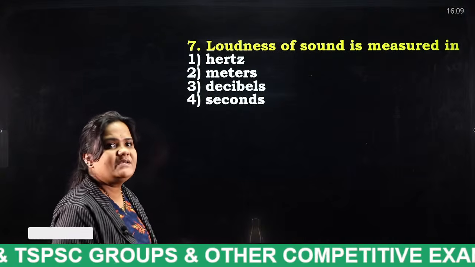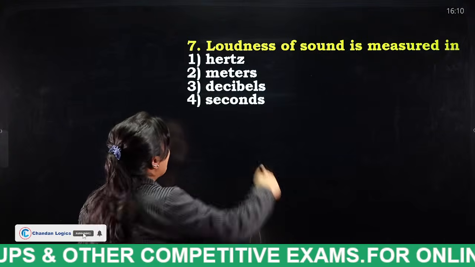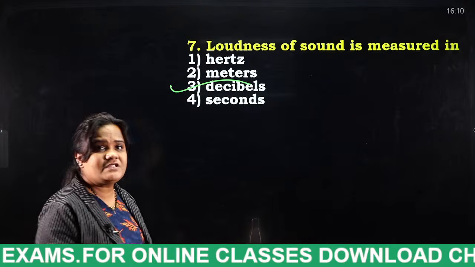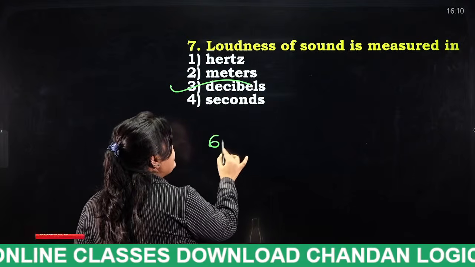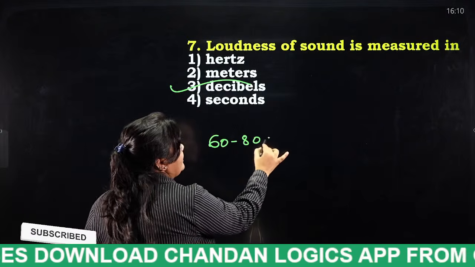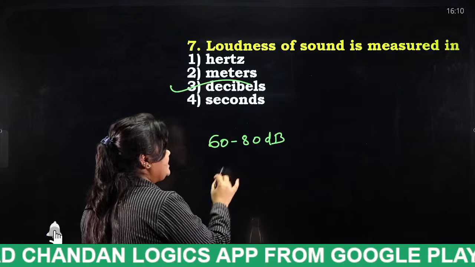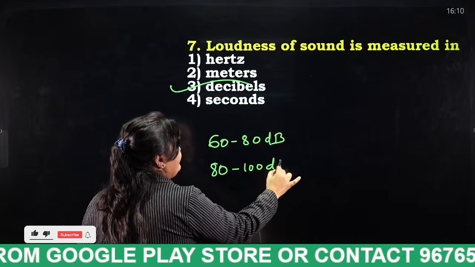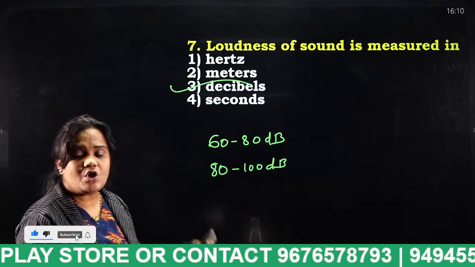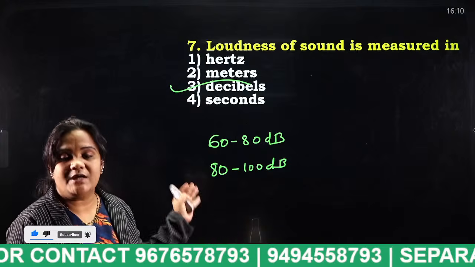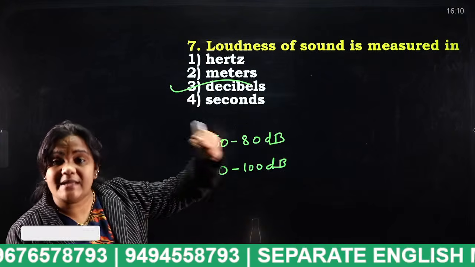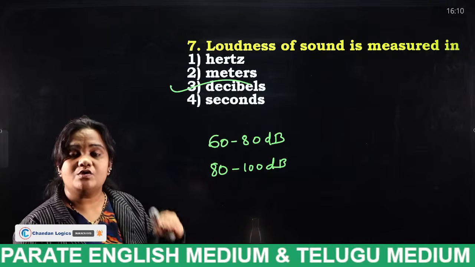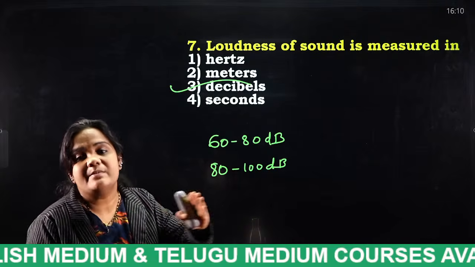Yes. And what is the answer for this question, students? The answer for this question is decibels. How much will a normal conversation be, students? A normal conversation of human beings will be 60 to 80 decibels. If a person is shouting, his level will be 80 to 100 decibels. Beyond that, if a person hears that much sound, what happens? His ear feels pain. Okay.